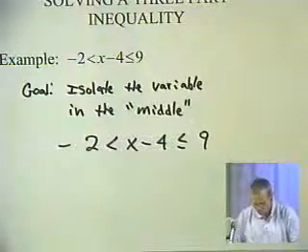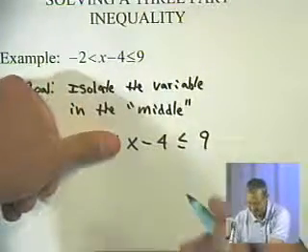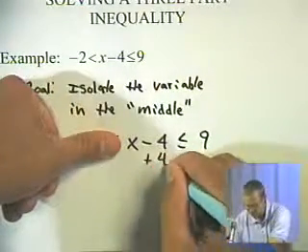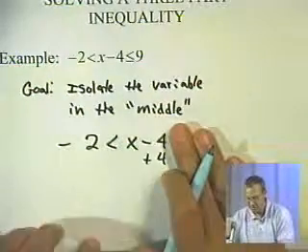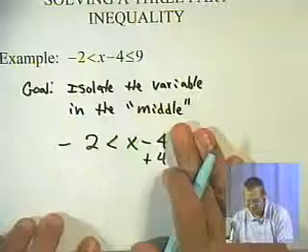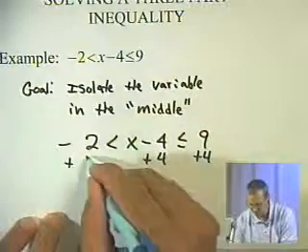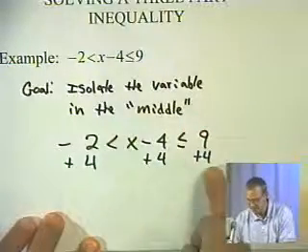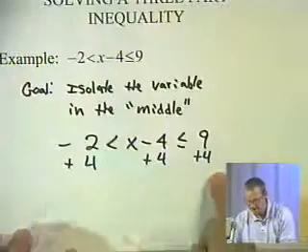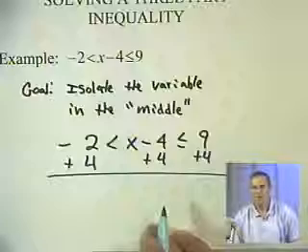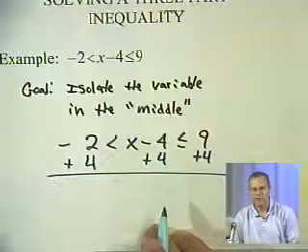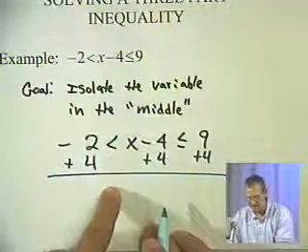What you did before, when we just had this one, is you just added 4 to both sides. What you did when we had this problem is you added 4 to both sides here, and that's what we're going to do. We're going to add 4 to all three spots here. Now, remember, when I add to both sides of an inequality, it does not affect the direction of the inequality. So this is going to stay a less than.